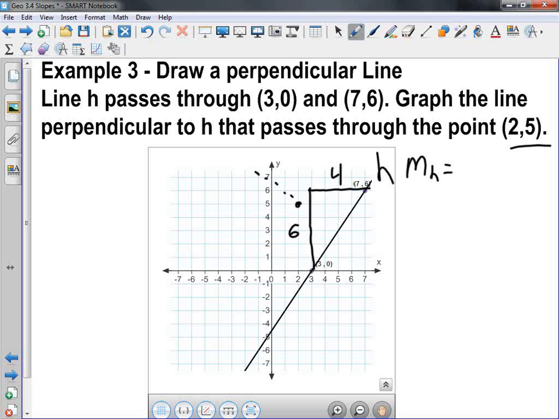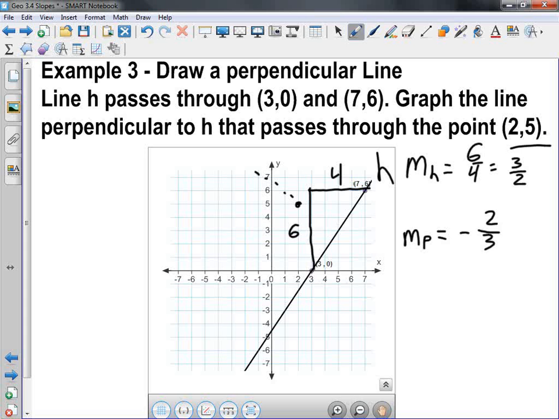Okay. So it's 6 over 4, but I can reduce that, can't I? 3 halves. All right. So if the slope of H is 3 halves, what is my slope of, we'll call it the perpendicular? What's the slope of the perpendicular going to be, Stephanie? Is this number positive or negative? So this one should be? All right, and then it's going to be a fraction. What number is going to go on top? And what number goes on bottom?